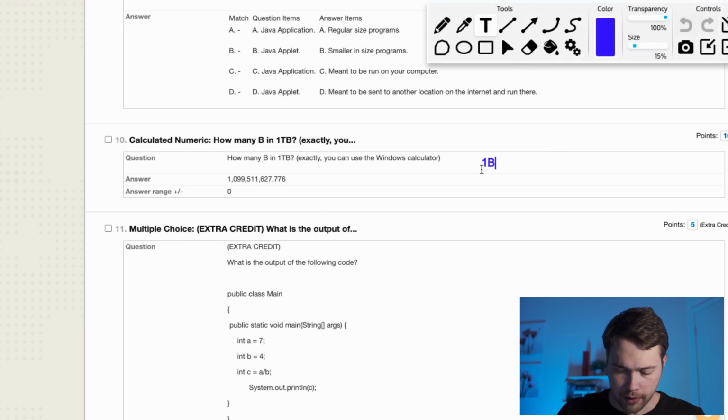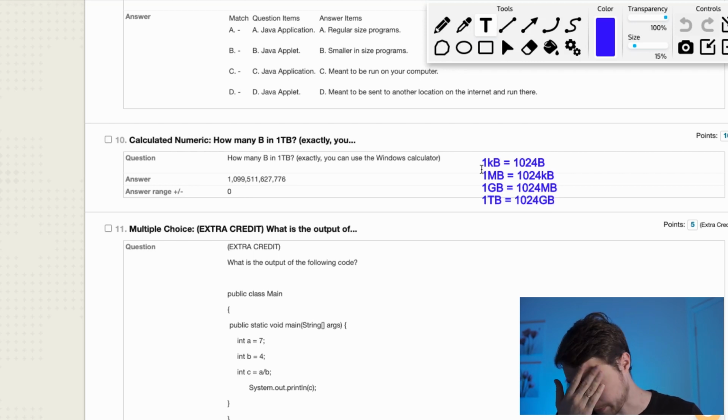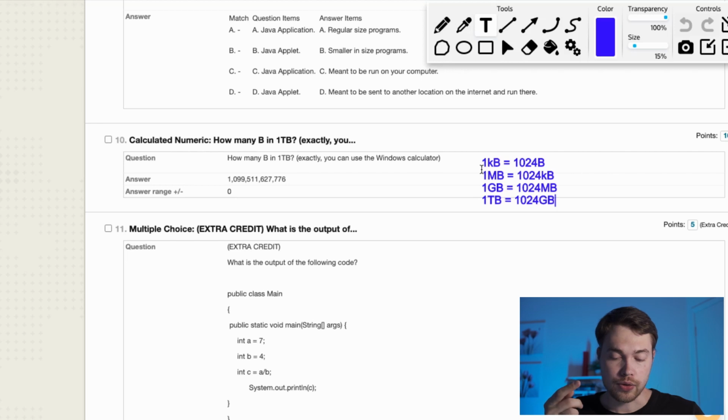Okay, so 1 kilobyte, that's 1024 bytes, right? Then 1 megabyte would be 1024 kilobytes. Then 1 gigabyte would be 1024 megabytes, and 1 terabyte would be 1024 gigabytes, and then petabyte and so on. Sorry.